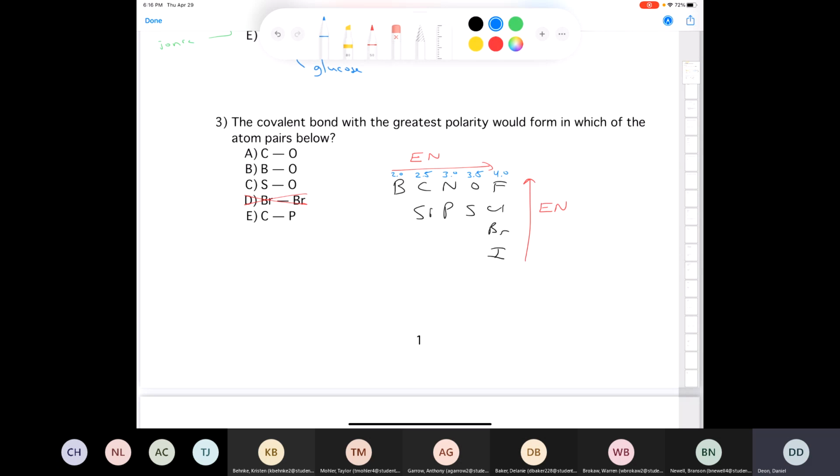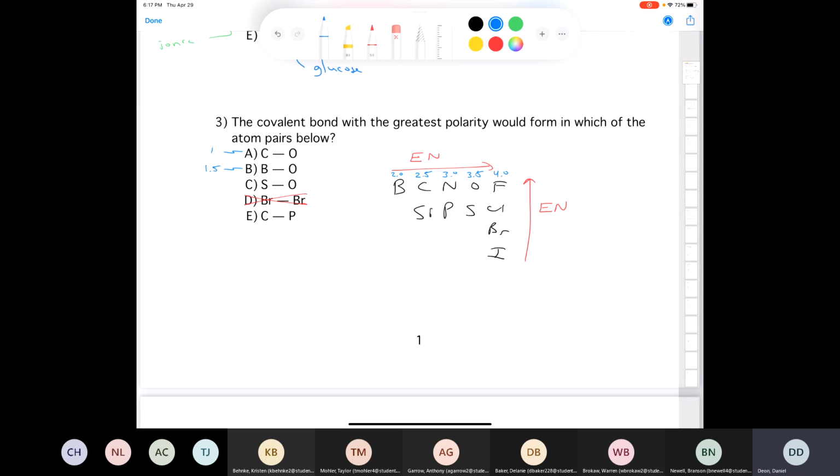If we look at the difference between the carbon and the oxygen, that's going to have a difference in electronegativity of 3.5 minus 2.5, which is 1. If you look at the boron and the oxygen, that's going to have a difference of 1.5.